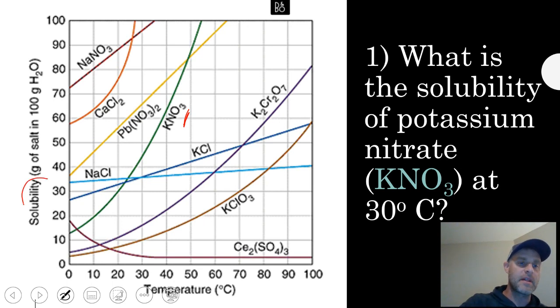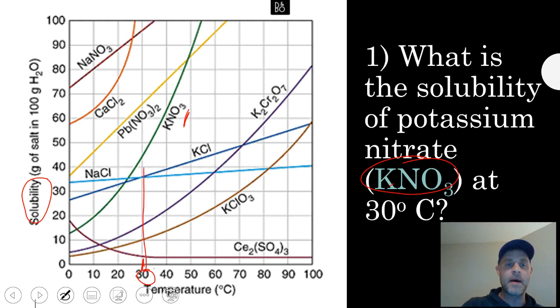It asks, what's the solubility? So again, remember the left-hand side is solubility, and I gave you the temperature. Temperature's at 30, so I'm right here. So how do I figure that out? Well, I know the temperature. So I'm going to take that temperature, 30 degrees, and I'm going to take it up, stay on that line, until I hit potassium nitrate. In this case, it's the green one. So I'm going to go up, up, up, and boom, I hit it.